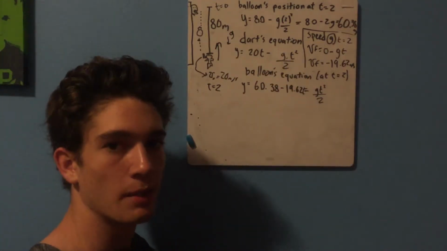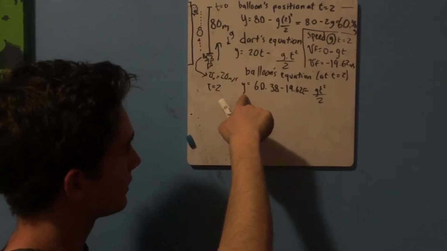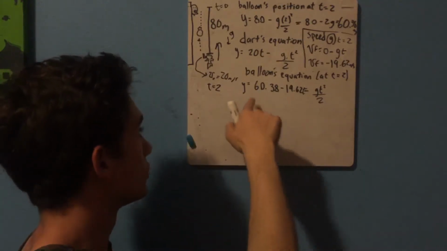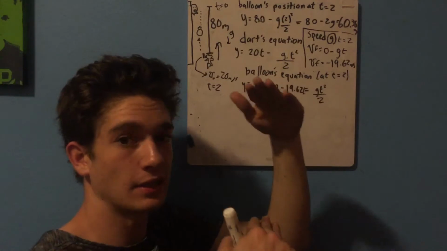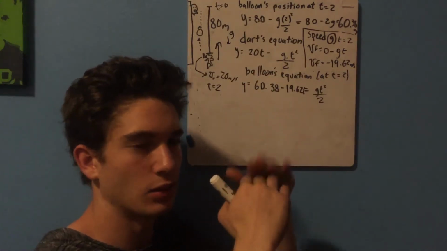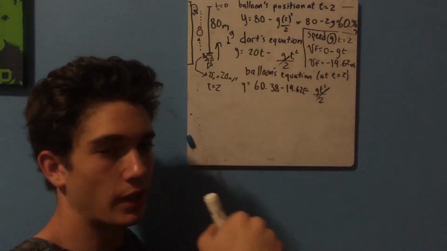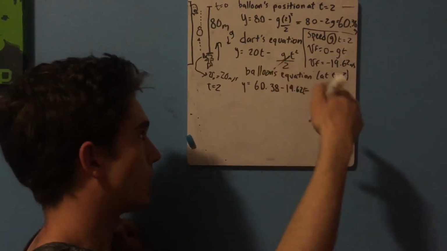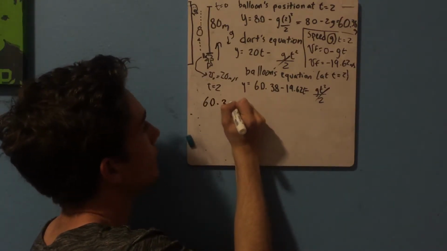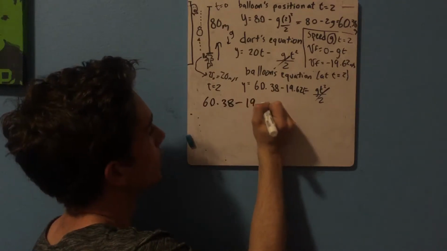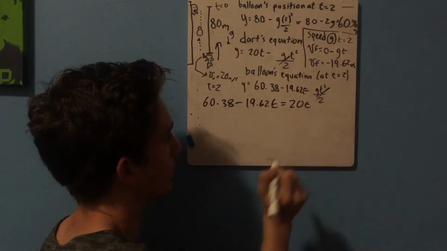And this is important, because now we're going to equate these two equations in order to solve for the time. If we equate the heights of these two equations, it means that they are at the exact same height, alright? So we're going to do it. We can first of all cancel this term and this term out, because we are equating them and they are going to subtract each other. So we get 60.38 minus 19.62 times t equals 20t, alright?